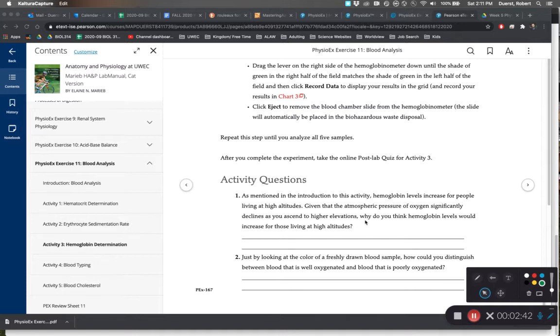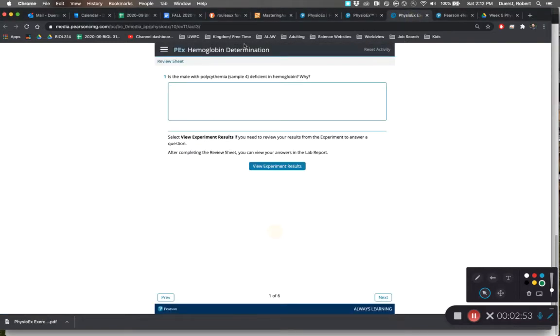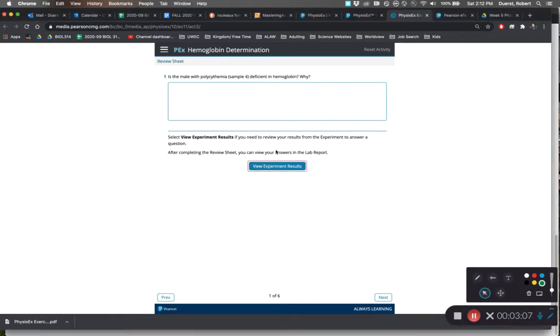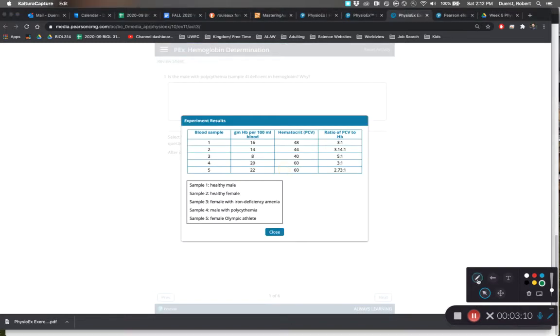Post-lab question number 1 asked, as mentioned in the introduction to this activity, hemoglobin levels increase for people living at, excuse me, that's not the post-lab question. Let me get to those post-lab questions for you, which I have over here. So, question number 1. A male that has polycythemia, sample number 4, is deficient in hemoglobin. Why? So let's look at our samples here. Sample number 4 is the male with polycythemia.